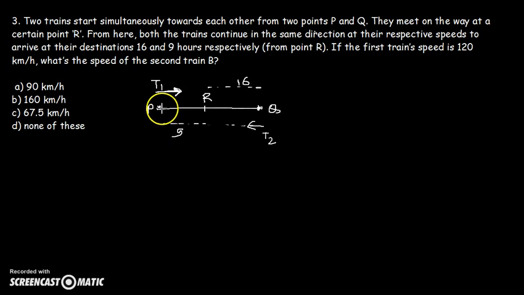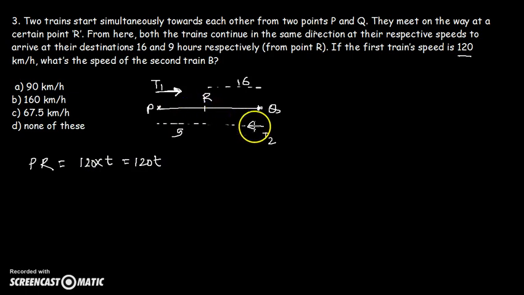Now let us start from the very basics of speed, time and distance. Train T1 till the meeting point, that is PR, takes some time to reach R. Consider that time to be T. It is not mentioned here, so we'll take that time to be T. So the distance PR will be given by speed into time. What is the speed of the first train? It is given as 120 km per hour. So PR value is 120 T.